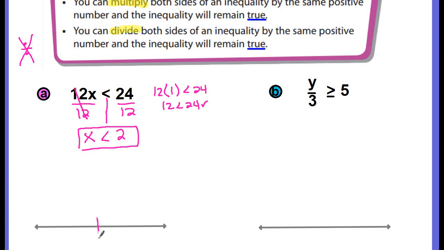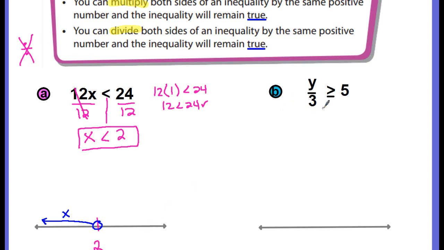X is less than 2, so I need the number 2 on the number line. Since x is less than, my circle is going to be empty, and we're not going to fill it in because it doesn't have that equal line. And x is less than 2, which means it's going to go to the left. So this is my solution set for x.